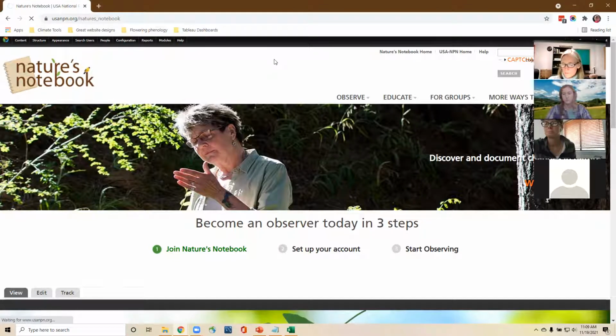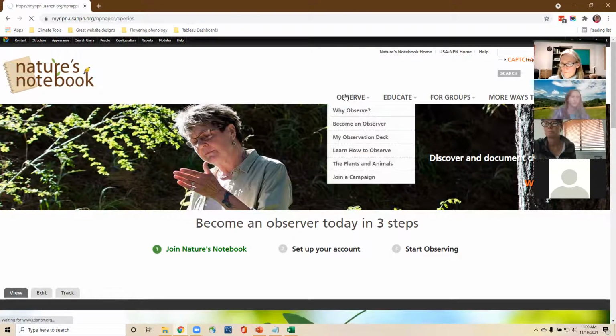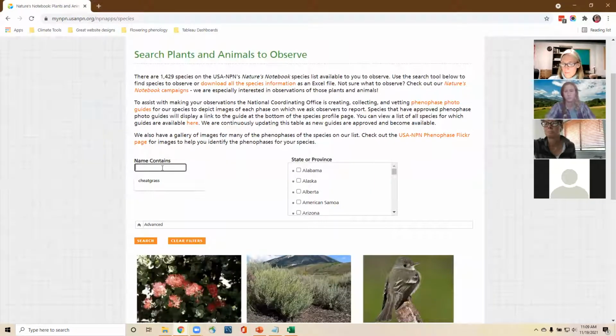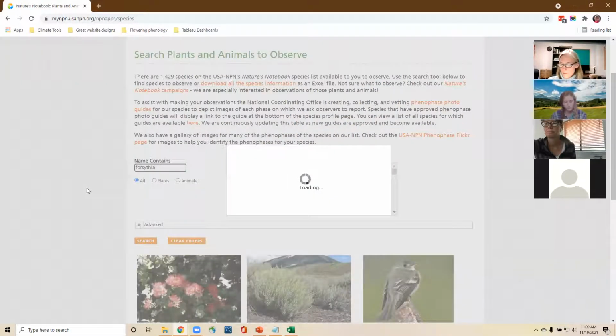So I would start with the Observe menu here on the Nature's Notebook website, where we have the plants and animals page. I'm going to look at Forsythia today because I think that's a nice one to look at. Hopefully it's in a lot of the places that you represent. You can type the name into the search box here. There are other ways to filter and search on this page.